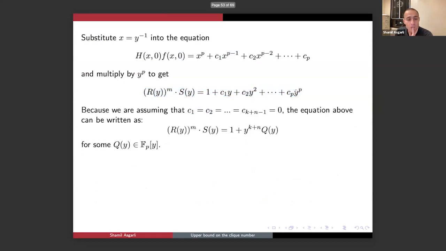But now, because we're assuming that C1 up to C(k+n-1) is 0, this means that if you look at this equation above, actually a lot of the terms drop out from the beginning. And, well, the 1 stays. And that means that this term can be written in the form 1 plus y to the power of k plus n times q of y for some q of y in Fp[y].